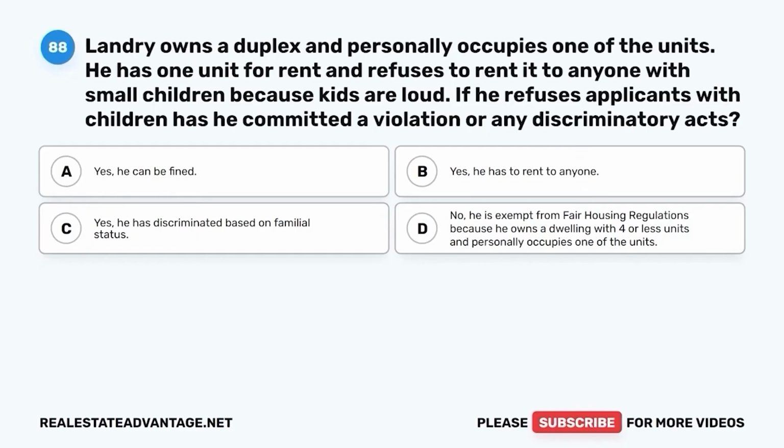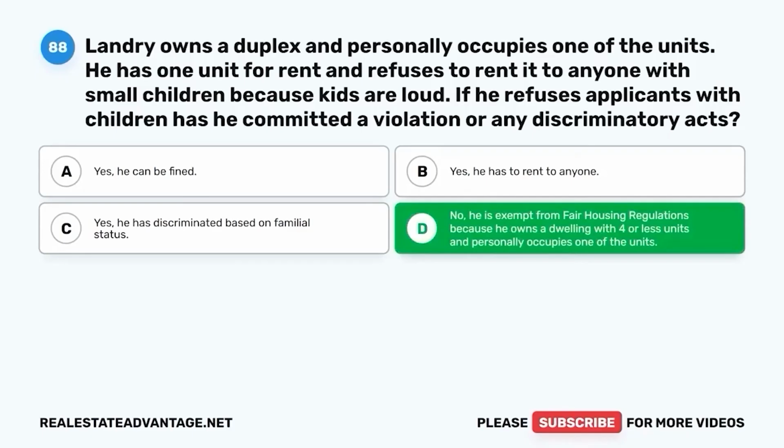D. No, he is exempt from fair housing regulations because he owns a dwelling with 4 or less units and personally occupies one of the units. The correct answer is D. No, he is exempt from fair housing regulations because he owns a dwelling with 4 or less units and personally occupies one of the units.